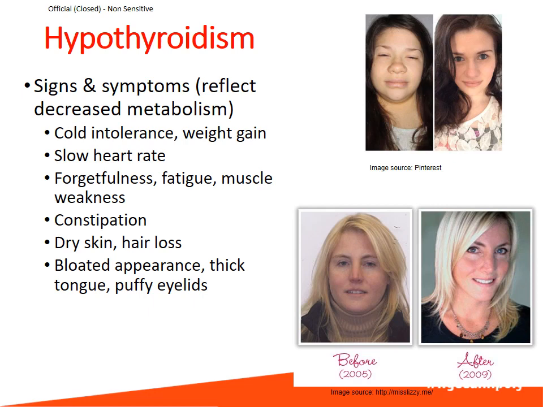The GI tract slows down as well, resulting in constipation. There is also a change in physical appearance, for example, dry skin, hair loss, bloated appearance, thick tongue, and puffy eyelids. Hypothyroidism is treated by administering synthetic thyroid hormone.